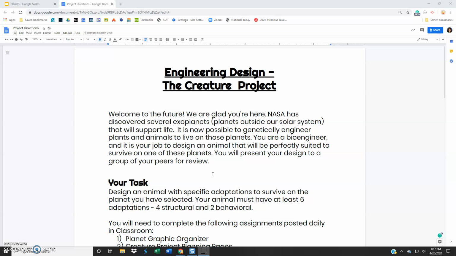Today we're going to be talking about the next major project you're going to be doing, which is an engineering design project called the Creature Project. So let's take a look at the directions, and then I'm going to take you through the planets presentation.